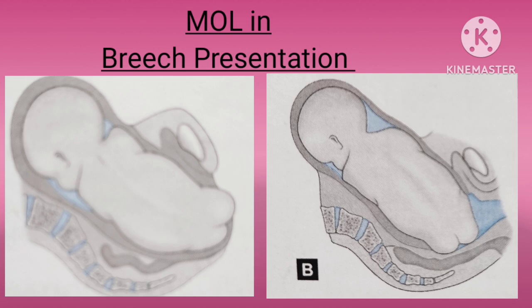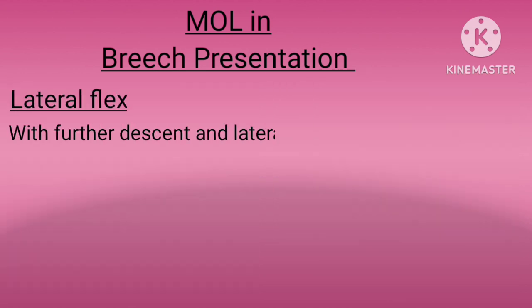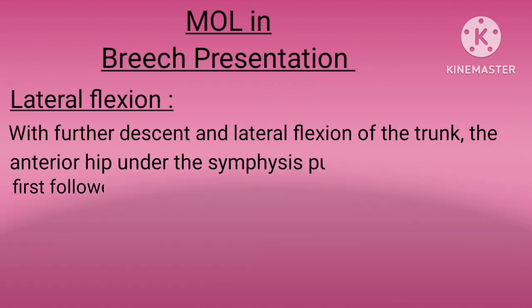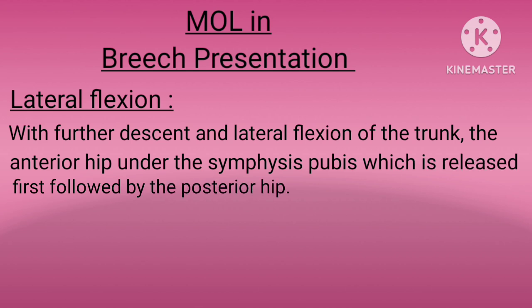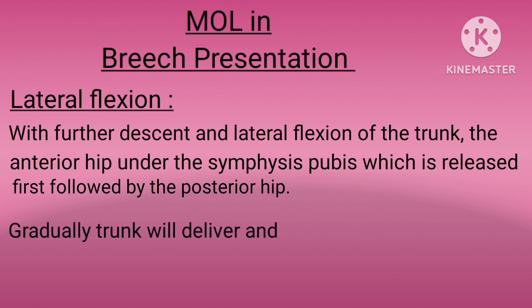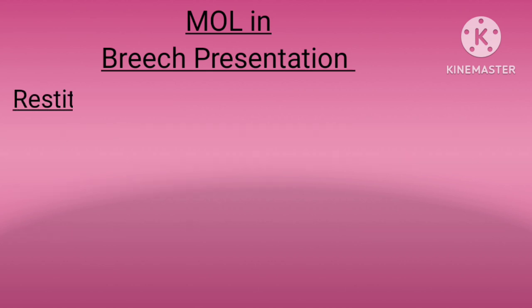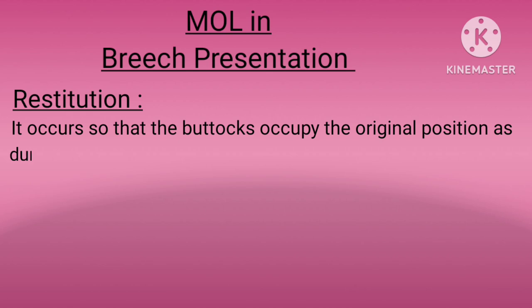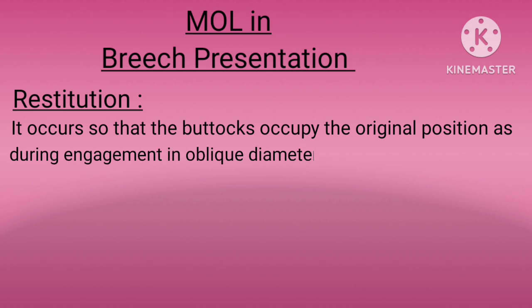Next step is lateral flexion. With further descent and lateral flexion of the trunk, the anterior hip under the symphysis pubis is released first, followed by the posterior hip. Gradually the trunk will deliver, followed by the lower limbs. After that restitution occurs, so that the buttocks occupy the original position as during engagement in the oblique diameter.